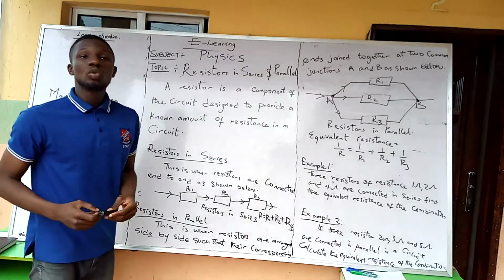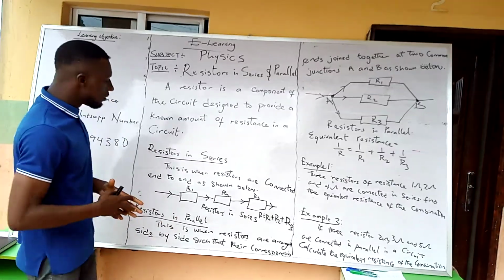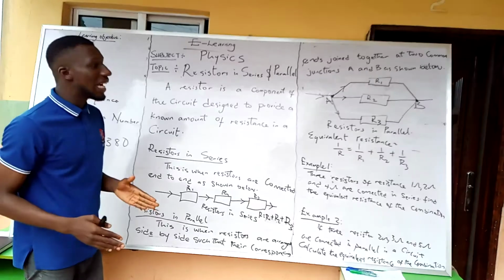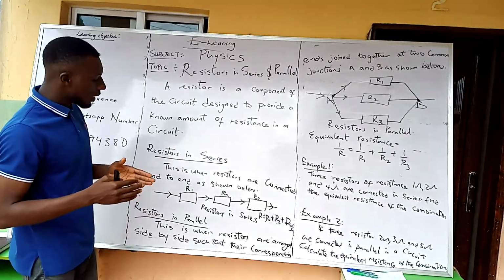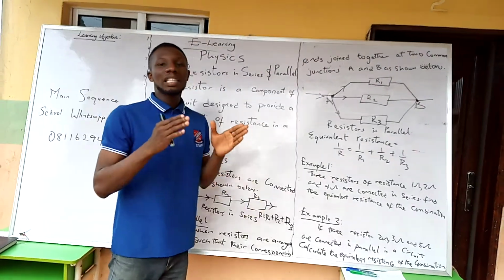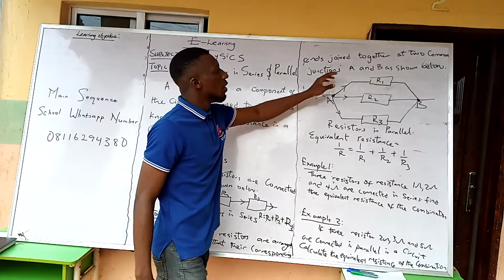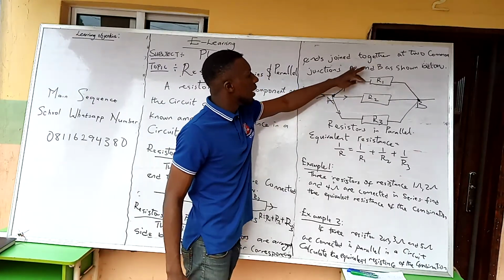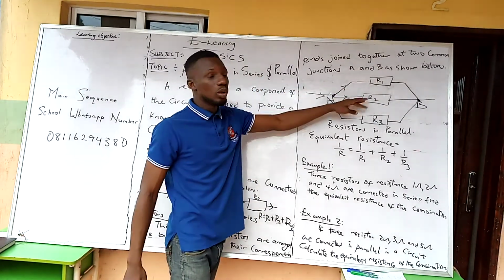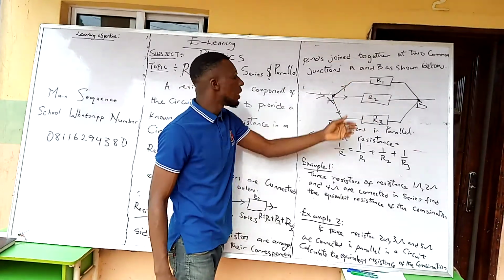Now, moving ahead to resistors in parallel. Resistors in parallel is when resistors are arranged side by side and are such that the corresponding ends are joined together at a particular junction A and B, just as shown in this diagram. We have our first resistor here, the second one, and the third one. You can see that they are joined end to end. They are parallel to one another.